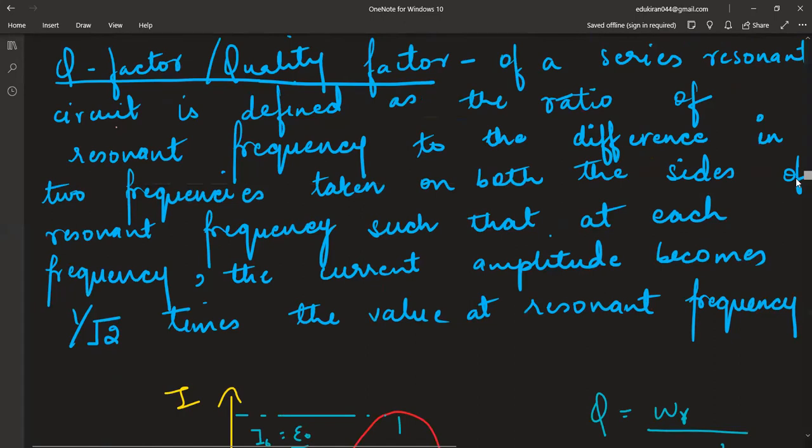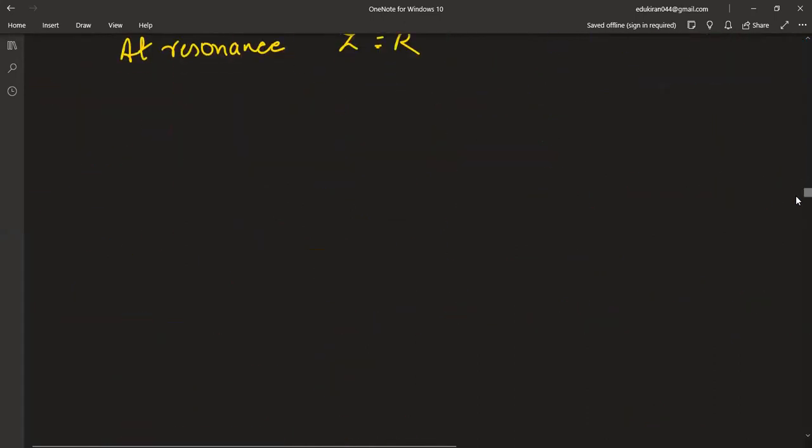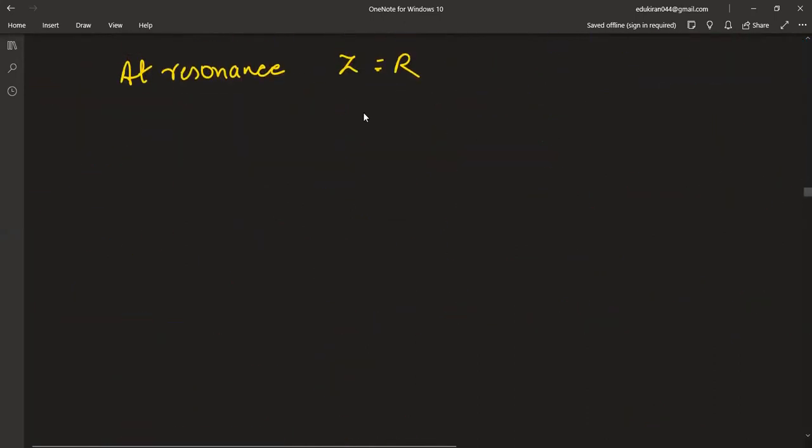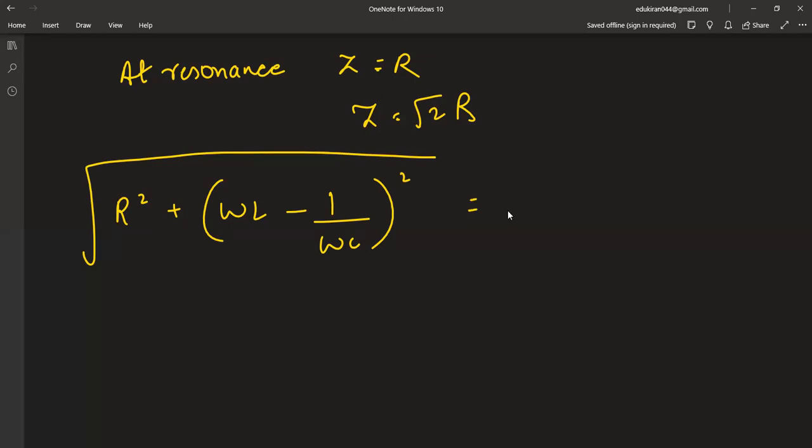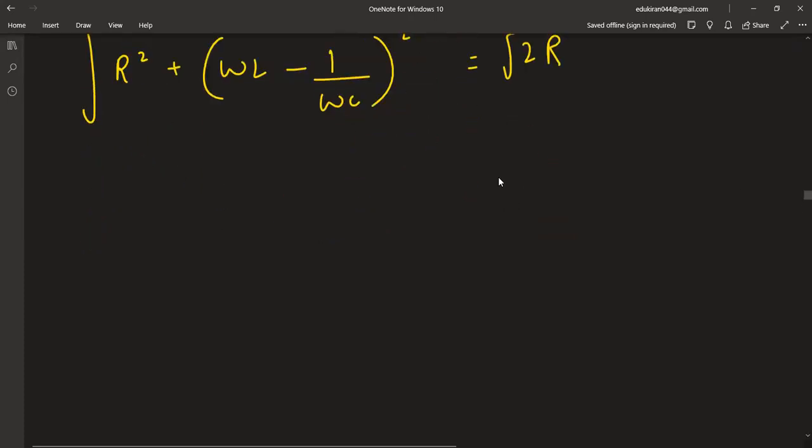Now, derivation is a little lengthy. Z is equal to R at resonance. So here in this case, this will be root 2 times R. So you will write this as the square root of R square plus omega L minus 1 by omega C whole square. This is the formula of Z, with XL minus XC whole square. Instead of Z, I'll write this equal to root 2R. Okay, please pay attention, class. You will remember the derivation here in the class itself.